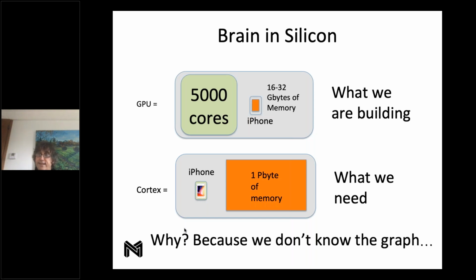And why is this? Well, it's because we don't know the graph. We don't know the graph, and what I mean by that is we really don't know the computation. We don't know what the network needs to look like that does this kind of compute.